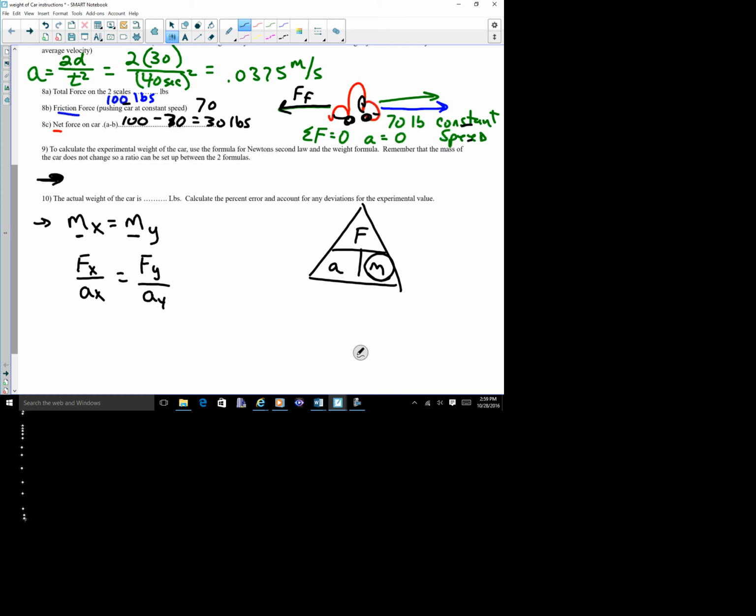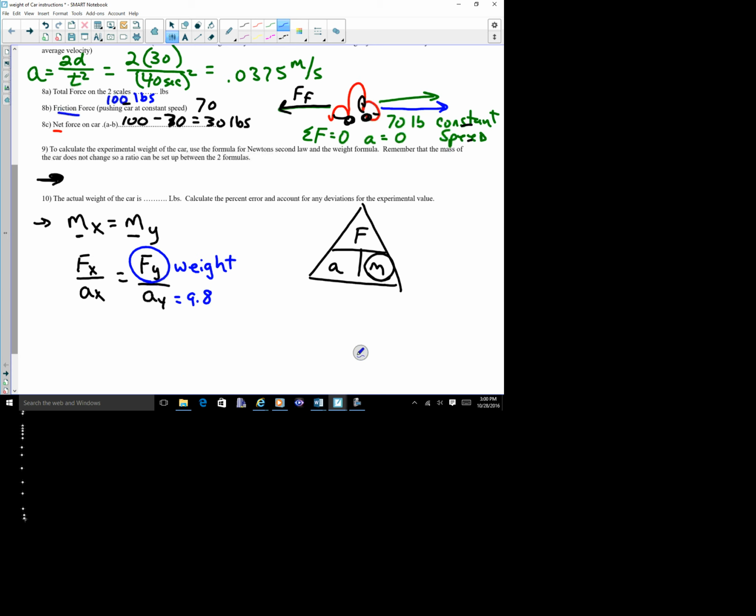Well, how in the heck does this give me the weight of the car? Well, doesn't weight act down? And since the force in the y direction is acting down, this is actually the weight of the car right here. And the acceleration downward due to weight is always 9.8. So this acceleration in the y direction is 9.8.